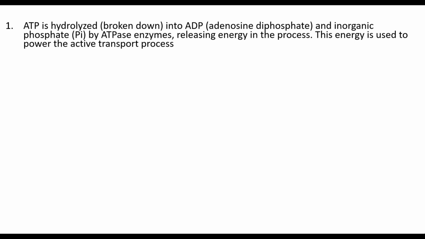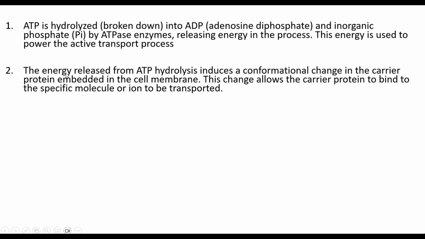1. ATP is hydrolyzed, broken down into ADP, adenosine diphosphate, and inorganic phosphate by ATPase enzymes, obviously ATP hydrolase, yeah? Releasing energy in the process. This energy is used to power the active transport process. 2. The energy released from ATP hydrolysis induces a conformational change in the carrier protein embedded in the cell membrane. This change allows the carrier protein to bind to the specific molecule or ion to be transported.